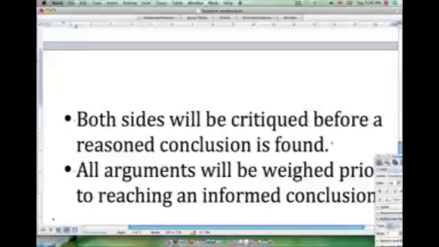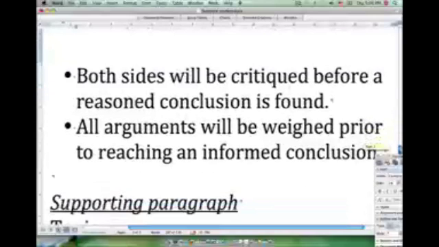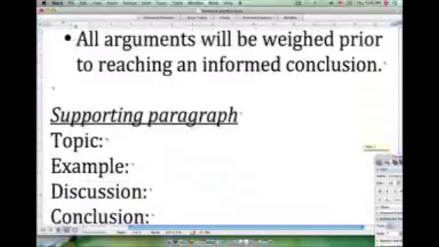All arguments will be weighed prior to reaching an informed conclusion. All these ways, all these examples are nice ways to give a sort of plan for the structure of the essay. Okay, let's go on to our supporting paragraph.